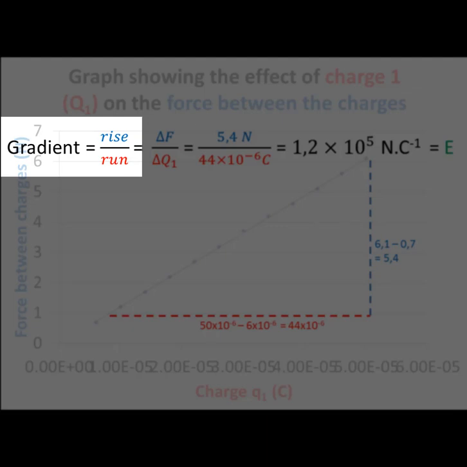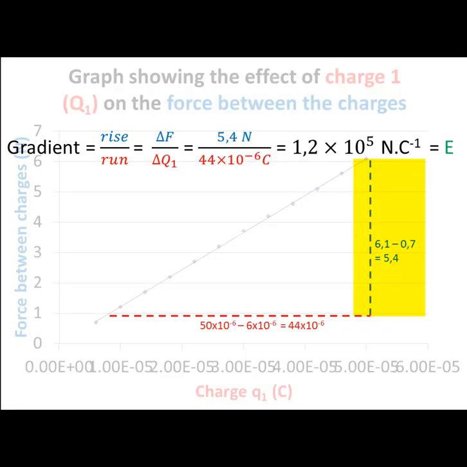Gradient is rise over run. Rise is the change in the y value. The y-axis in this case is force. So the rise is the change in the force, the difference in force between our highest and our lowest readings. The run is the change in the x value readings. X in this case is Q1. So the run is the difference in charge values, charge magnitudes, between our highest and lowest readings. So the rise is 6,1 minus 0,7 newtons. So the difference in our highest and lowest newton readings for this set of data was 5,4 newtons.